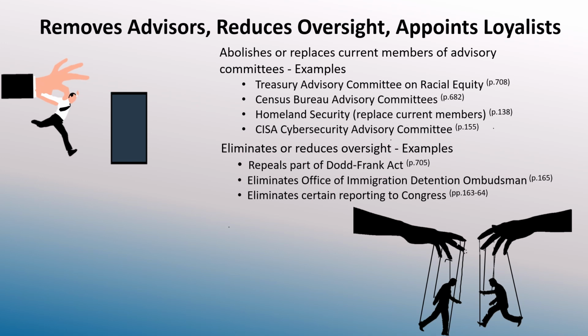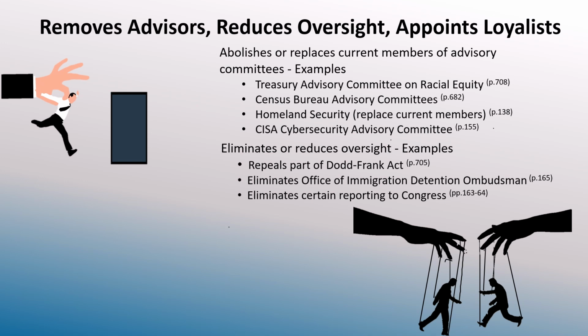Project 2025 also proposes eliminating and reducing oversight. Again, some examples are listed here, and that includes repealing parts of the Dodd-Frank Act. The purpose of the Dodd-Frank Act is to prevent excessive risk-taking by banks. It was enacted in response to the 2008 financial crisis. The parts that Project 2025 authors propose repealing include provisions allowing regulators to apply more stringent regulations to large banks.